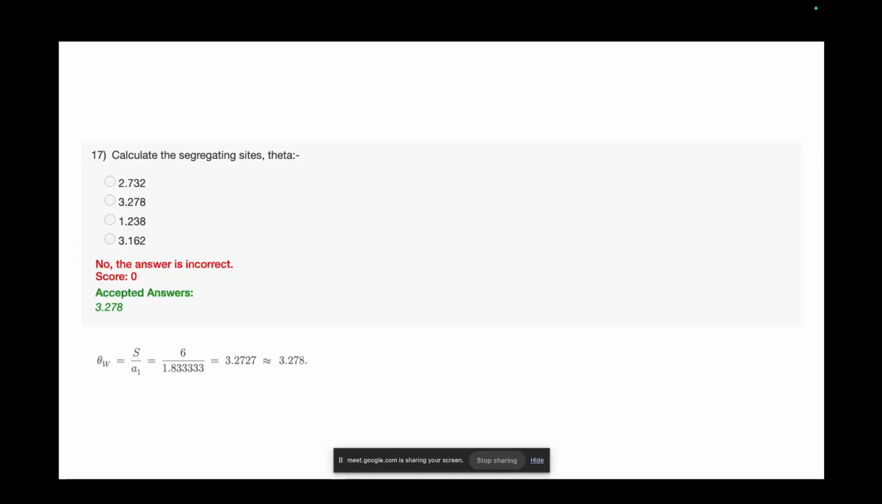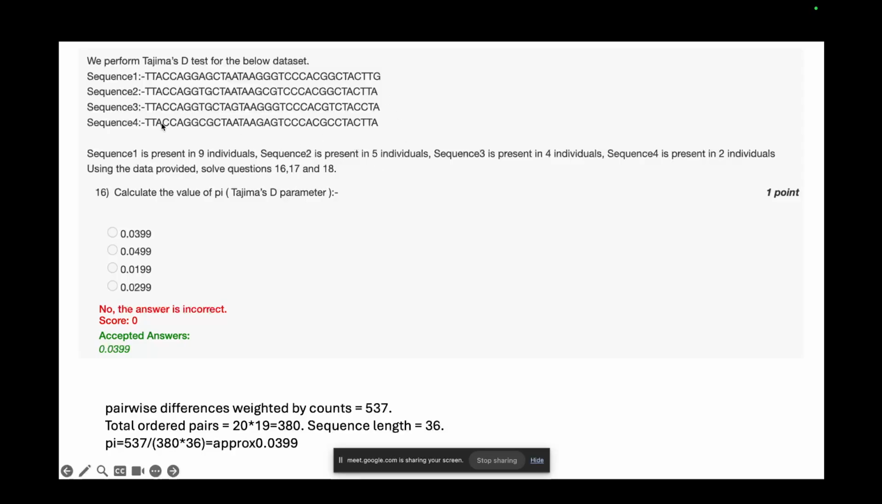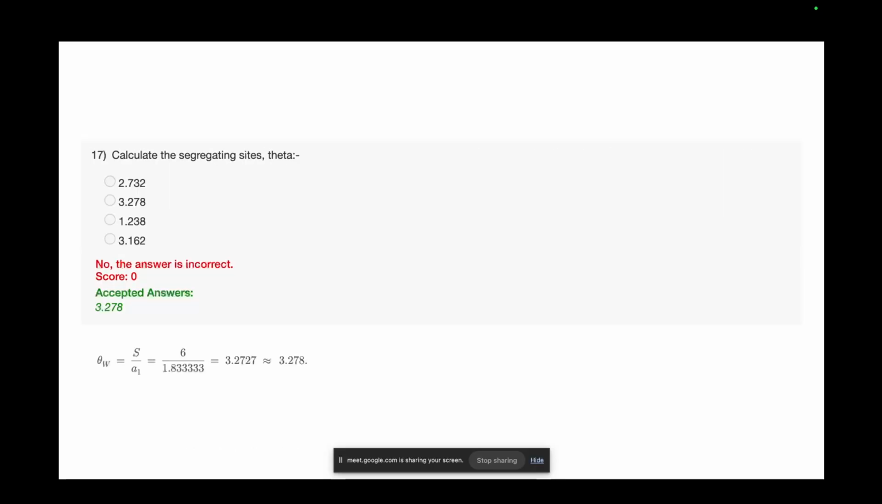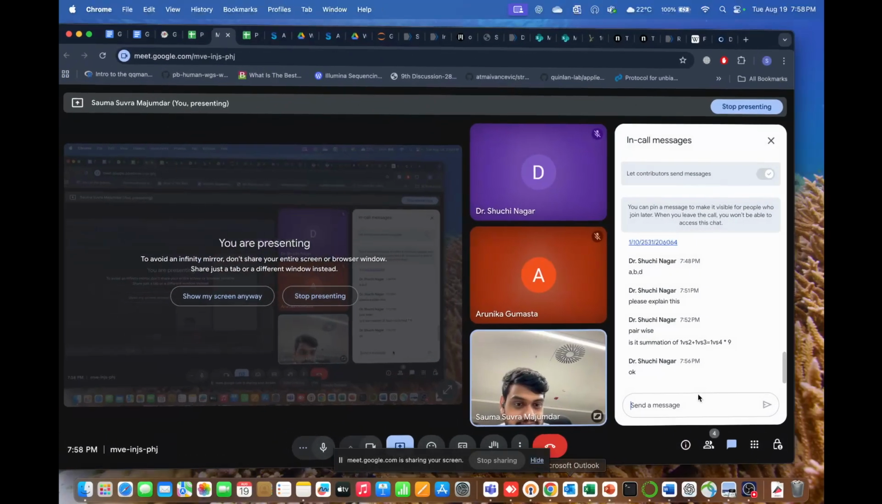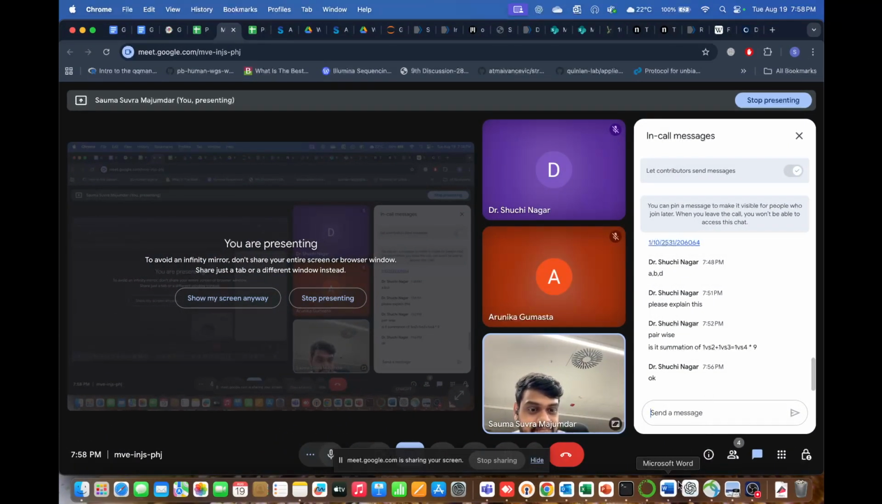Right? So these are basically formulas. You need to put the values and get the answers, but to put the values, you need to calculate these different things. So if I'm not wrong, here there are 6 variant sites. You have to see where those variant sites are, but yeah. Okay.